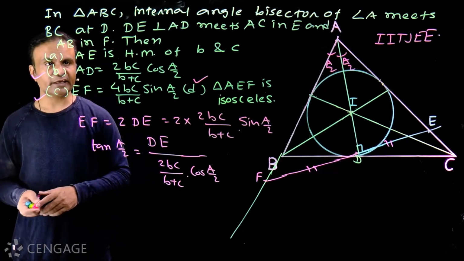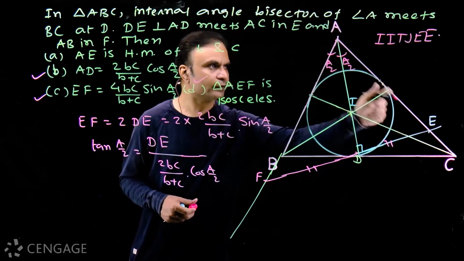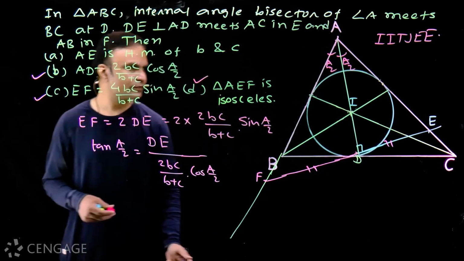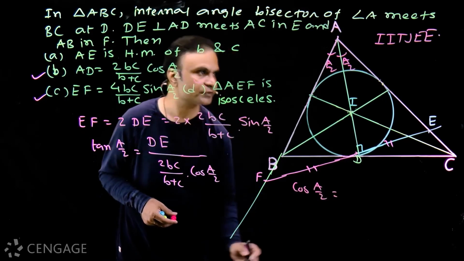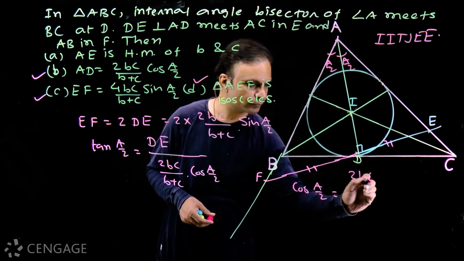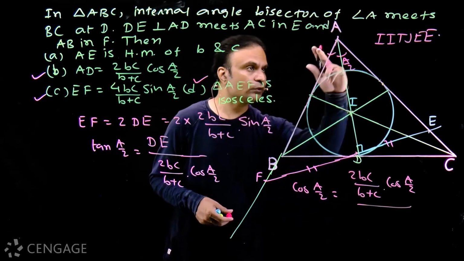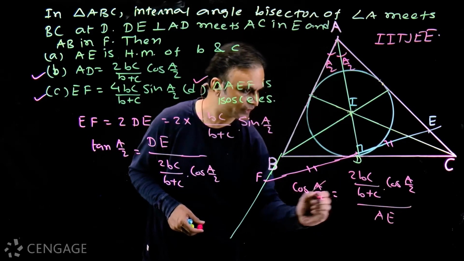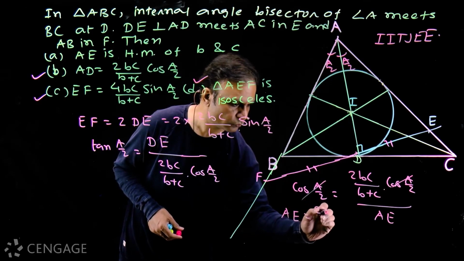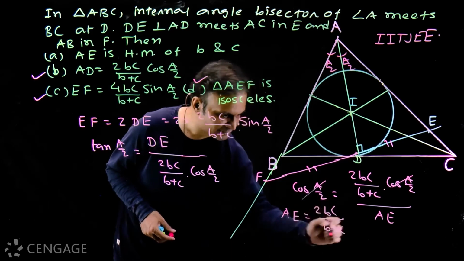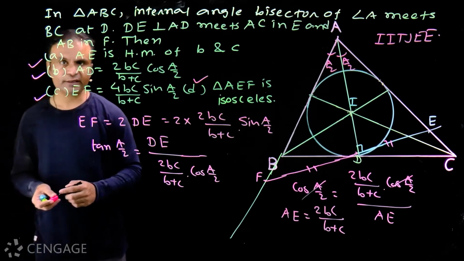Now option A is HM of B and C. Now we can get length AE from triangle ADE. In this triangle we have cos of A by 2 is equal to adjacent side AD, which is 2BC upon B plus C multiplied by cos A by 2, upon hypotenuse AE. From both sides cos A by 2 gets cancelled out. So we get AE is equal to 2BC upon B plus C, and this is the harmonic mean of B and C. So A is HM of B and C. So this option is also correct.